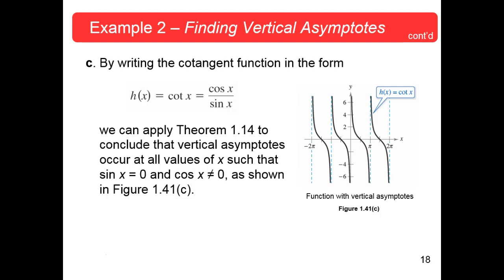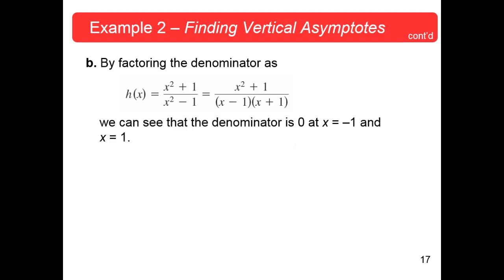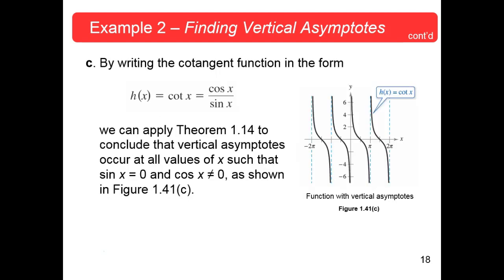This is the B part of the example. No, I'm sorry, the A part was that one, the B part was this one. Here's the C part of example 2. Sorry, I got kind of lost here. Here we have h of x is equal to cotangent x. What is cotangent? Ratio identity, quotient identity: tangent is sine over cosine, cotangent is cosine over sine.